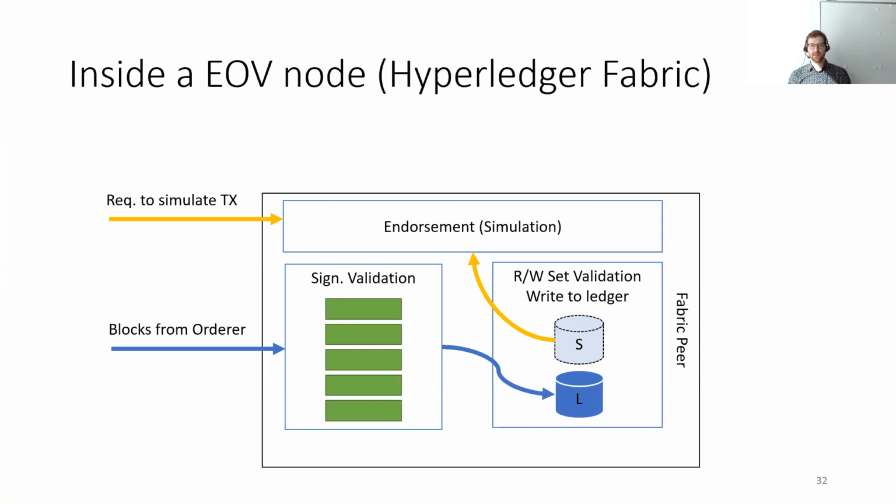So if we look inside an execute order validate node, this is, I think, what really, as I said, resembles more what we think of in databases. What you have is two different paths for blocks or transactions to come in. One is the request to simulate and endorse a transaction, which happens in parallel to other things, and it relies on the state DB. And then, once blocks have been ordered, you are doing some validation. So it actually verifies that signatures are correct and the data itself, everything checks out. And then these changes are recorded into the ledger.